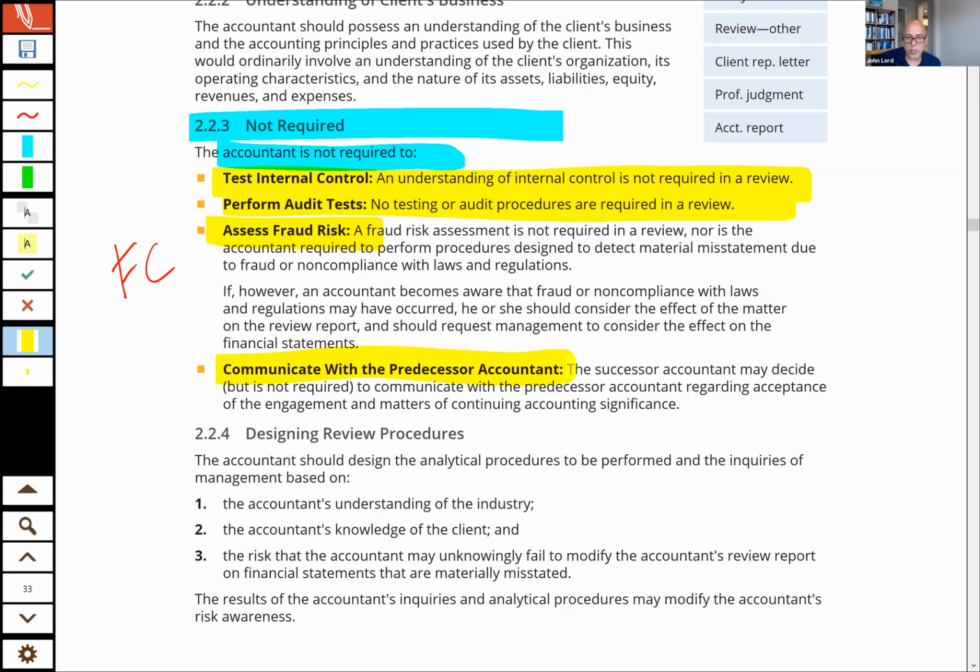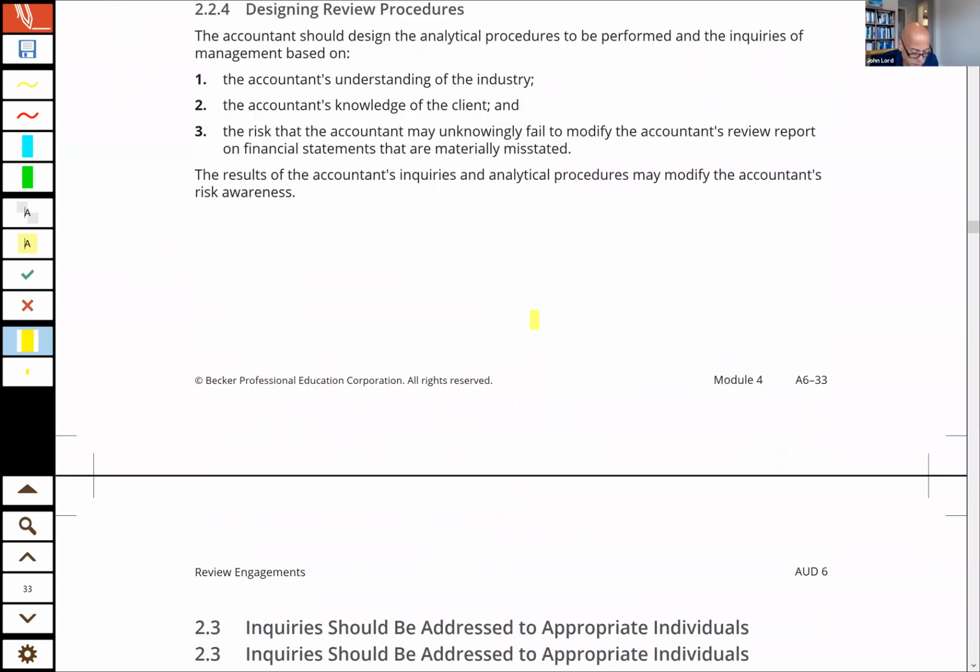Communication with the predecessor accountant, we don't have to do that. In an audit, you do. Remember, you were the predecessor, I was the successor, and there was a set of inquiries that I had to make to the predecessor auditor. For example, what's the reason for the change of auditor, all that stuff. Forget all that when you're doing a review. You do not have to have that communication. Okay, so that's a not required flashcard.